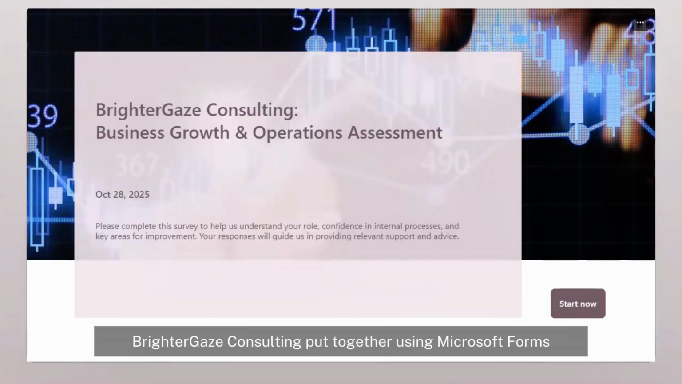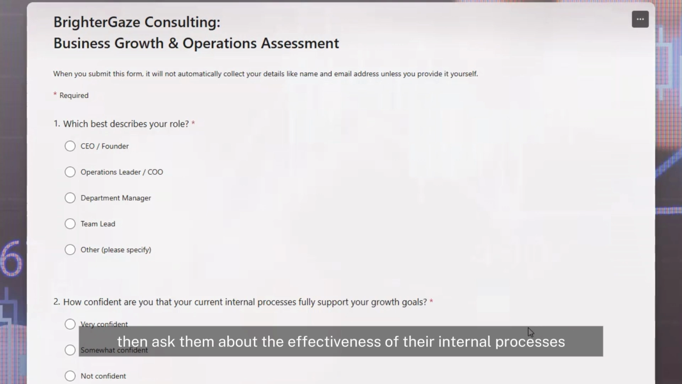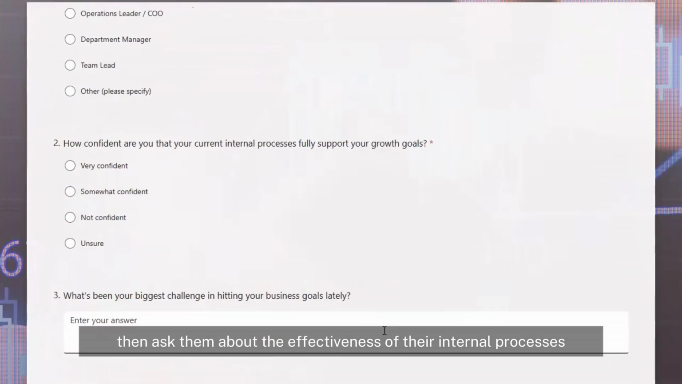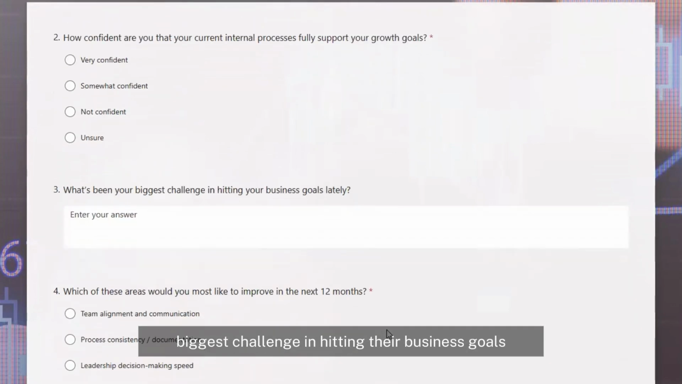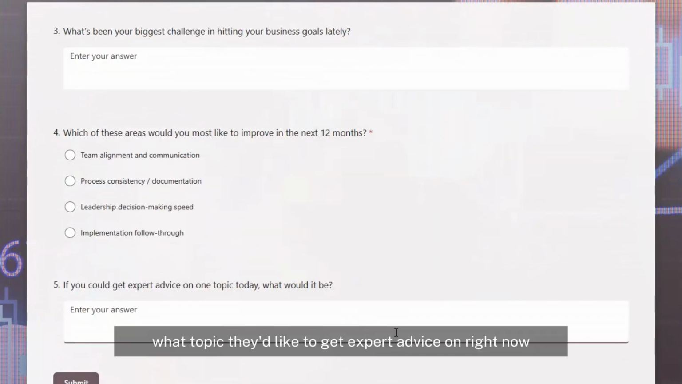Here's the survey Brighter Gaze Consulting put together using Microsoft Forms. They first get participants to describe their role, then ask them about the effectiveness of their internal processes, biggest challenge in hitting their business goals, and top areas for improvement. Then Brighter Gaze asks what topic they'd like to get expert advice on right now.